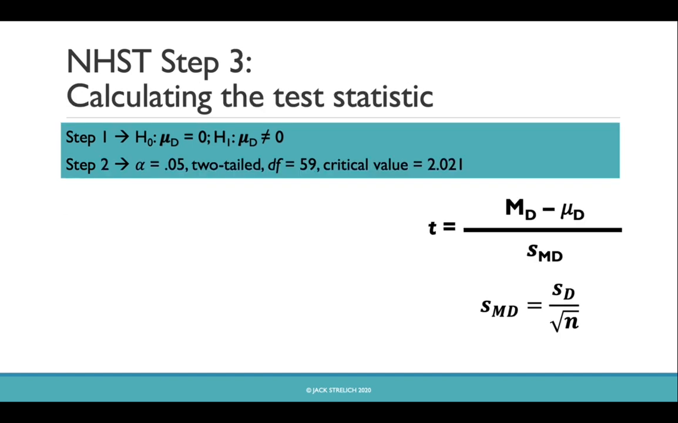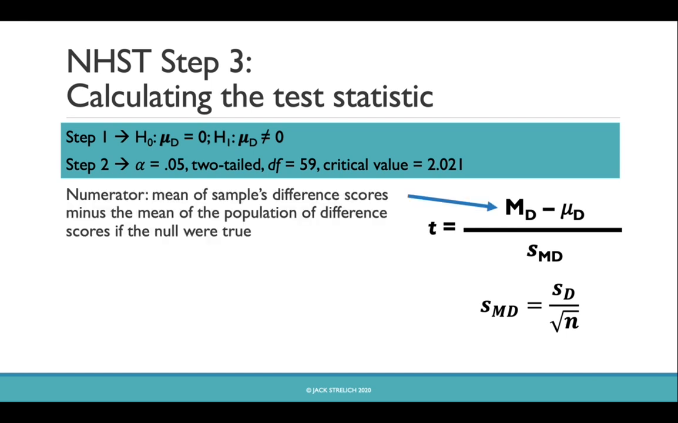Now that we have our alpha level and critical value, it's time to calculate the test statistic. The equation for the test statistic in a dependent samples t-test is shown on the right, and below it, the equation for the standard error used in the dependent samples t-test. The numerator of the t-test here is the mean of the sample's difference scores, m sub d, minus the mean of the population of difference scores if the null were true, mu sub d.